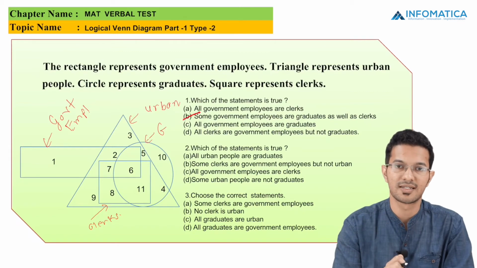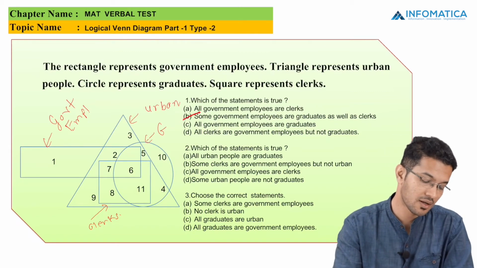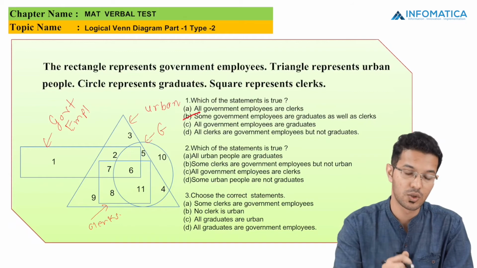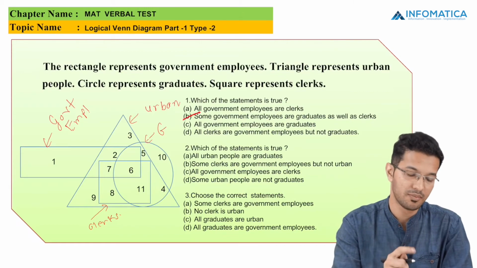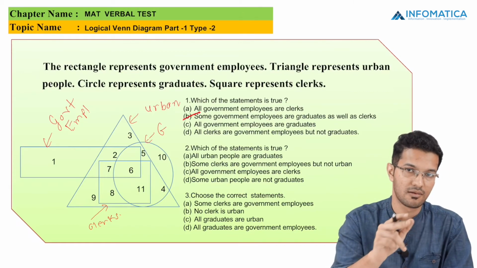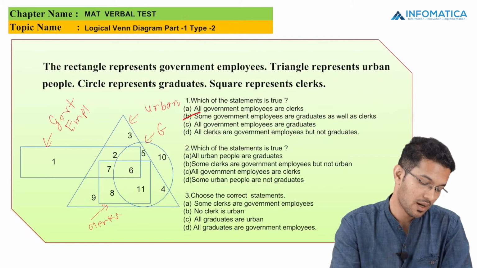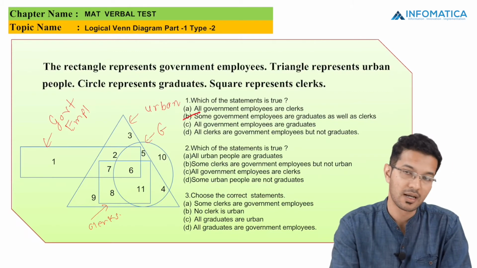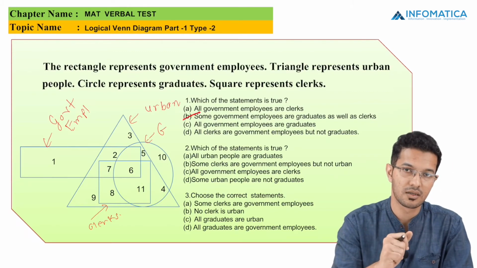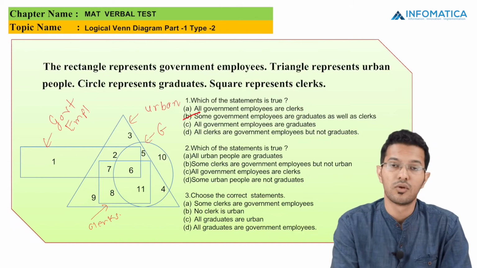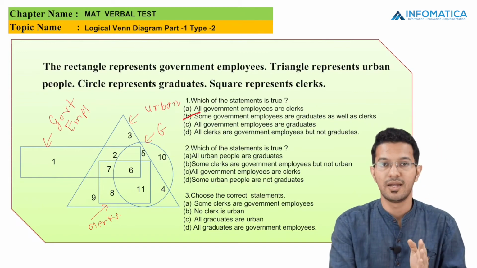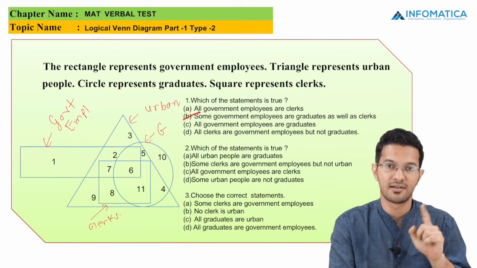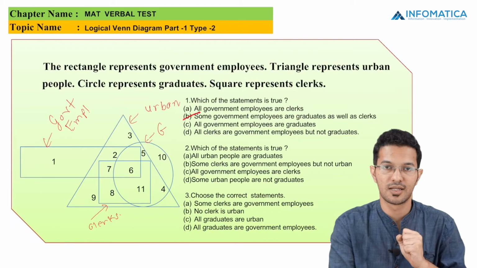Now let us go for the next MCQ. It says which of the statements is true? Urban people are graduates. Now if I look at the urban people, it is inside the triangle. And graduates are inside the circle. So let us find it out. Now if I see option 1, which is all urban people are graduates, so I need all the numbers which are inside the triangle should be inside the circle as well.